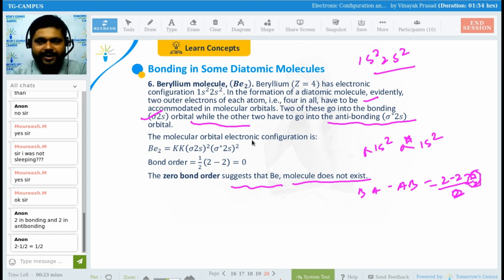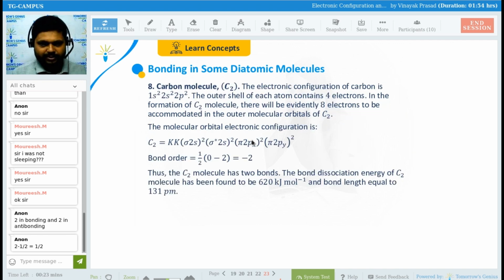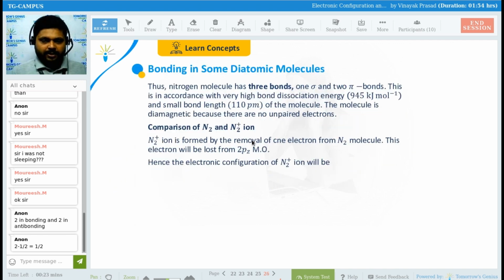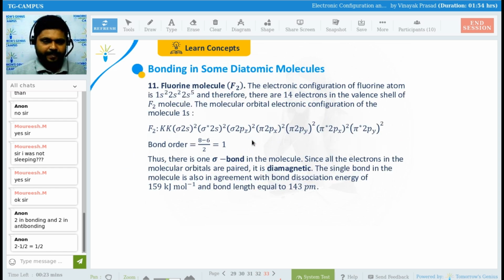Getting my point? If the bond order is 0, it means that the molecule will not exist. Easy one? Next example is the boron molecule, right? So it is very easy, guys. Sigma 2s2, sigma 2s2 star, pi 2px and pi 2py again. Why does this come into the picture? Oh my God, we have taken so many examples for this.